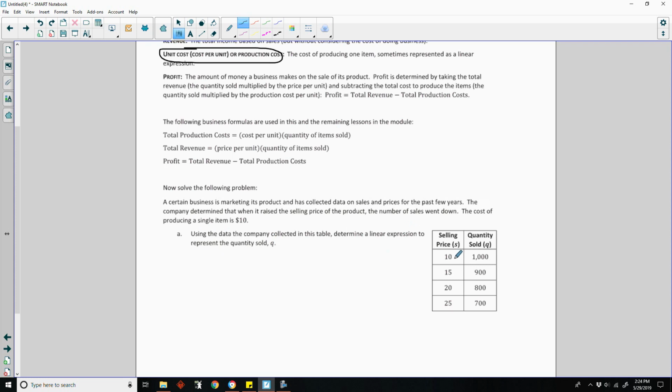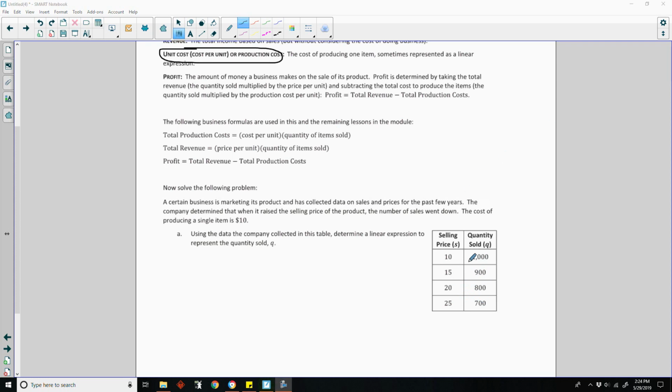So as you can see, S is going up by 5. Quantity sold is going down by 100. And it's linear. So this is increasing by 5, this is decreasing by 100. Increase by 5, decrease by 100, increase by 5, decrease by 100.